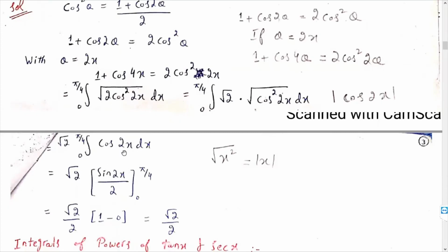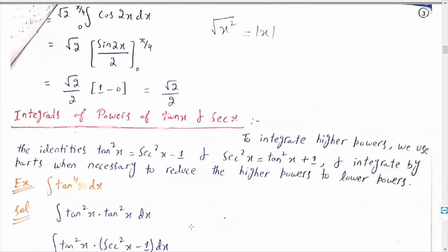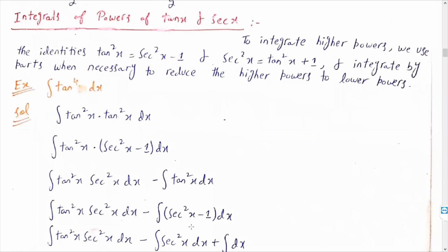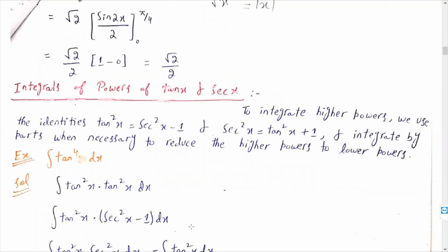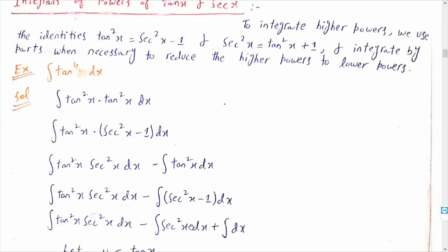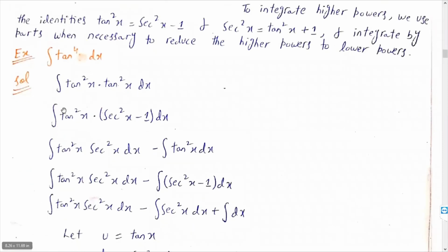We can integrate cos of 2x, it is equal to sine of 2x by 2. Applying the limits, I get this expression. Now comes the integrals of powers of tan and secant. Here comes tan 4x into dx.